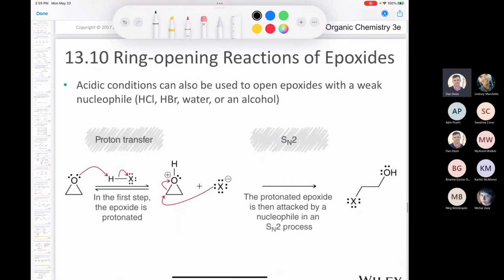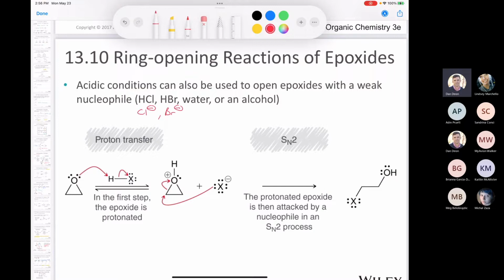Now we're going to talk about epoxide ring opening under acidic conditions. Think about it. Everything that we just talked about was taking a strong nucleophile and just reacting it with the epoxide. Now we're using an acid. So check this out. It says acidic conditions can also be used to open an epoxide with a weak nucleophile, like chloride, bromide, water, or an alcohol. And of course, the nucleophile from HCl would be chloride, and from HBr, bromide. So how is that going to work?